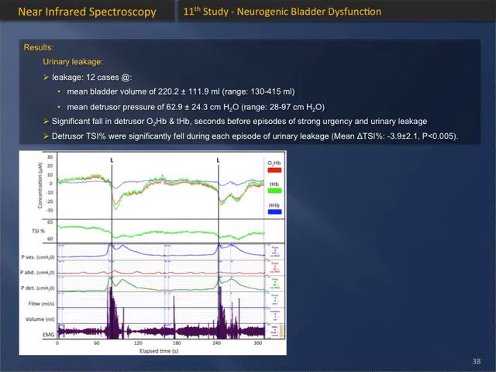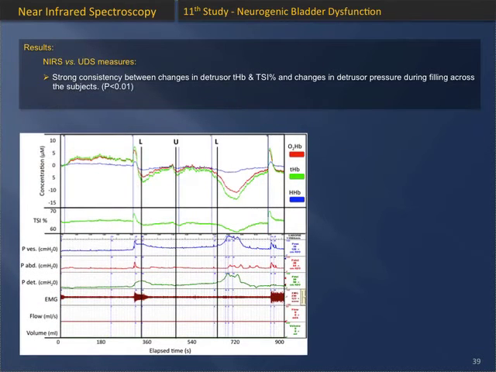When I was in front of my computer, when I saw a drop starting, we could anticipate that something was happening. And some seconds later, 10 seconds later, the nurses actually reported a leakage. There was very good consistency between the increase in Detrusor pressure and the decrease in oxygenated hemoglobin and total hemoglobin. As I mentioned, there was a strong consistency between changes in Detrusor total hemoglobin, let's say Detrusor blood volume, and oxygenation, and the changes we observed during the leakage and even during the filling part of the urodynamics.